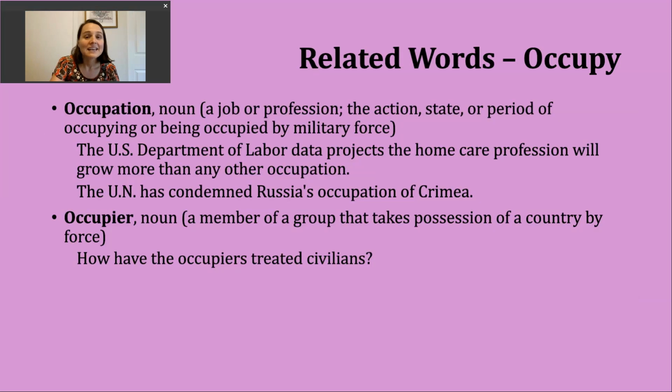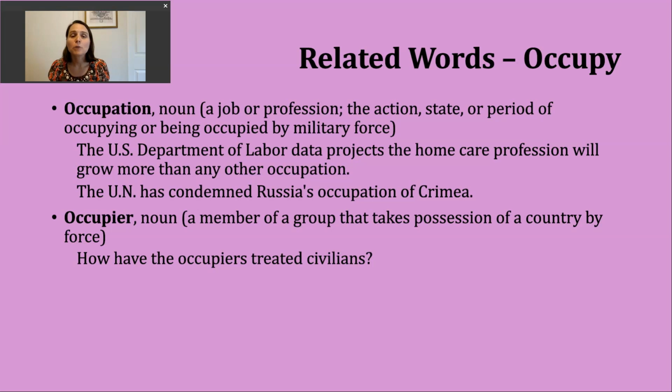Okay. Now let's spend a couple minutes looking at words that are related to our verb occupy. And the first word we're going to look at is the word occupation. This can have a couple different meanings. We'll look at 2 today. One way to use the noun occupation is to refer to a job or a profession. Here's an example of that.